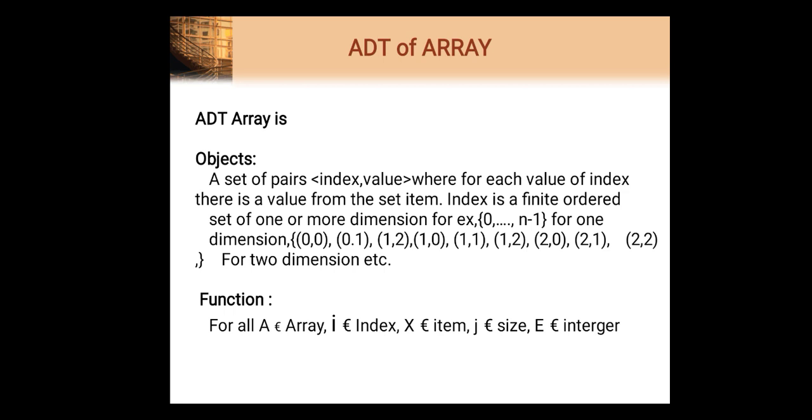That is, A for the array, i is nothing but an index, x is nothing but an atom. In this way, in the first line of the function, whatever variables I am using inside my function, I am giving their description. That is, for all A belongs to array. Whenever I write A inside my function, A is nothing but an array name, i belongs to index, x belongs to atom, j belongs to the size of array, whereas e belongs to the integer value.